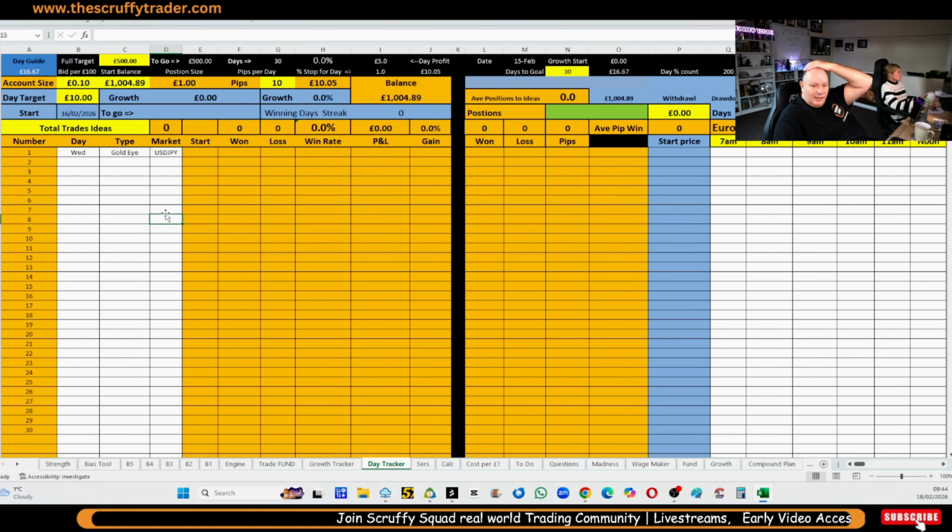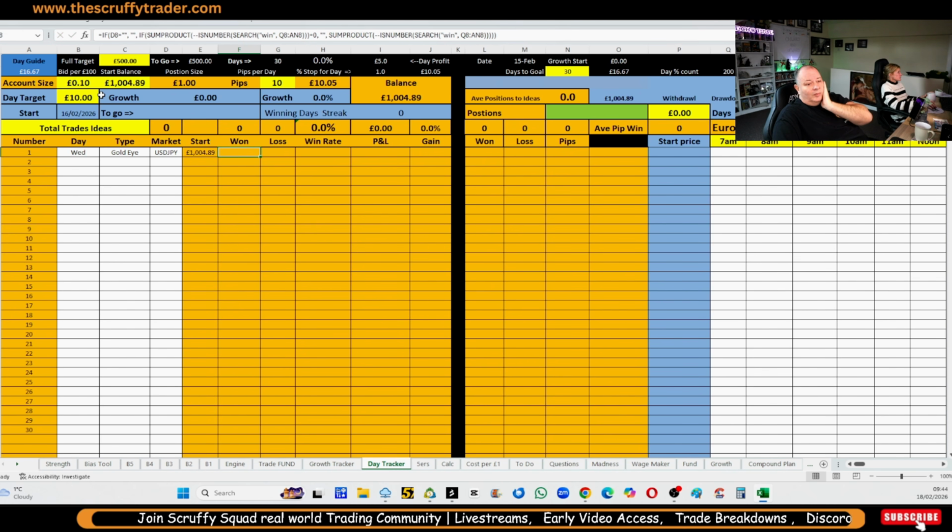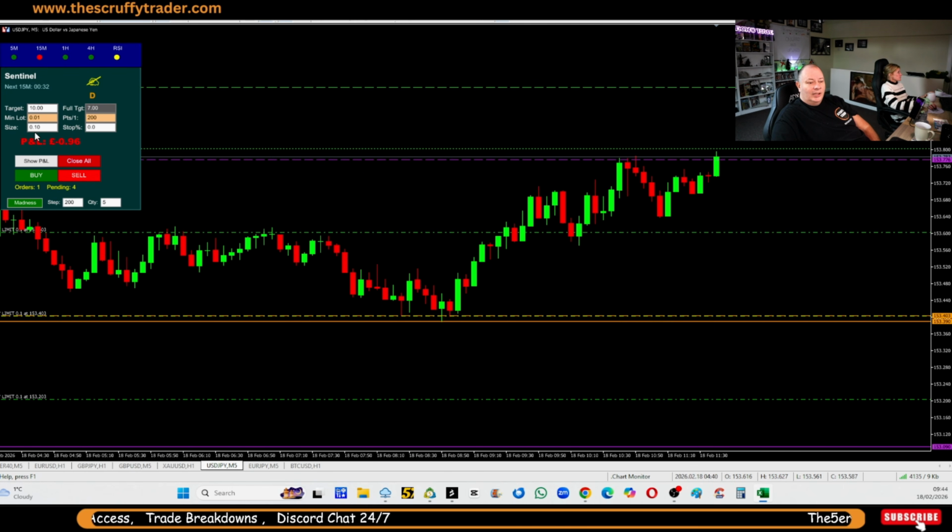USDJPY. Just drop that into there. I can put the start on 1004.89. Now, what I'm looking at is 10p per 100. So that'll give me an idea of what position size is. Well, there's a grand in that account, so that's a position size of £1. Now, I haven't gone in at a pound. It's actually less, because 0.1 on USJPY equates to about 50p.